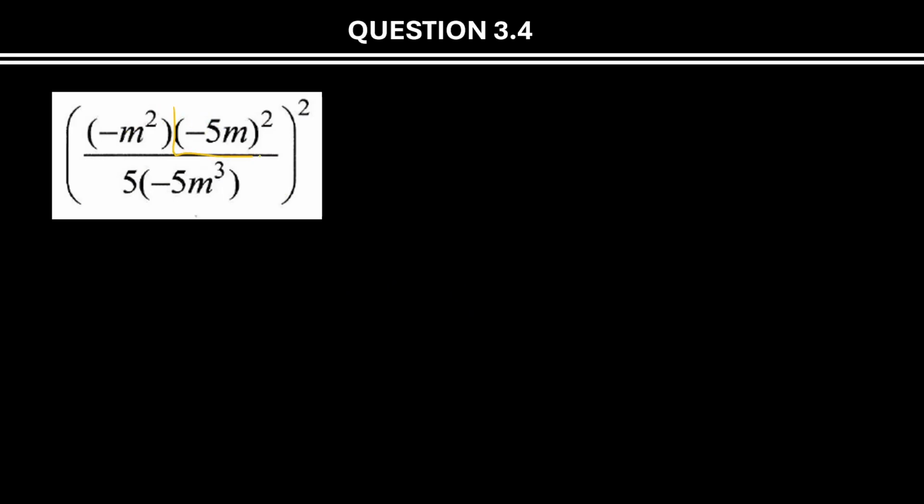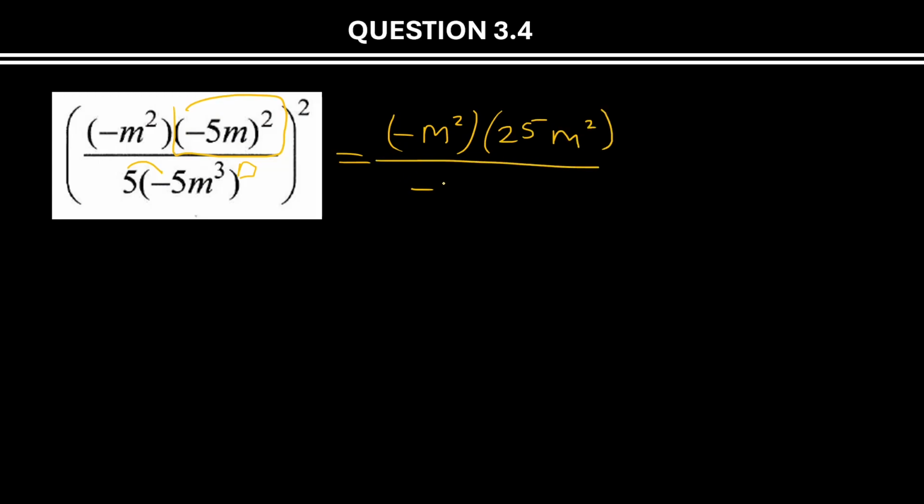Okay, and then 3.4, again, let's simplify the inside. So this has to go first. This is like the square. And then also in this case, we can multiply the 5 into the bracket because there's no power there. Okay, so that's what we're going to do first. This is just negative m squared, and then this becomes 25 m to the power of 2, and that's over negative 25 m to the power of 3. So this is all still to the power of 2.